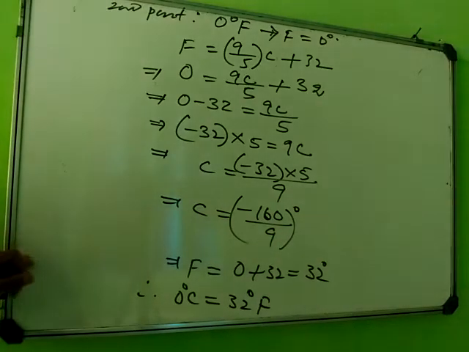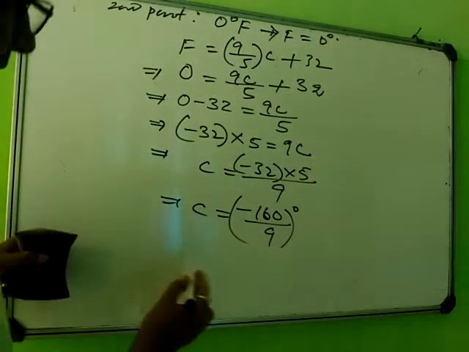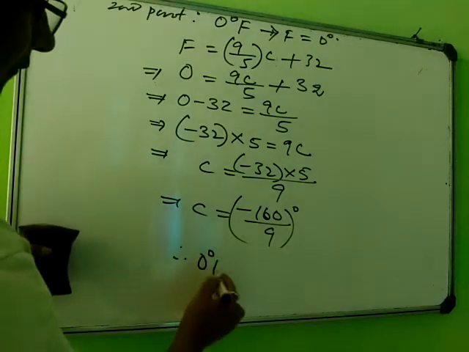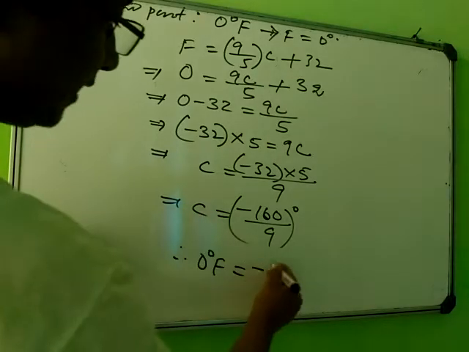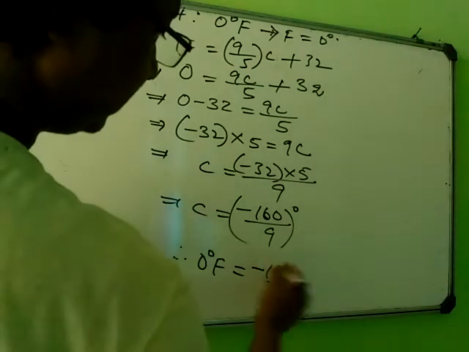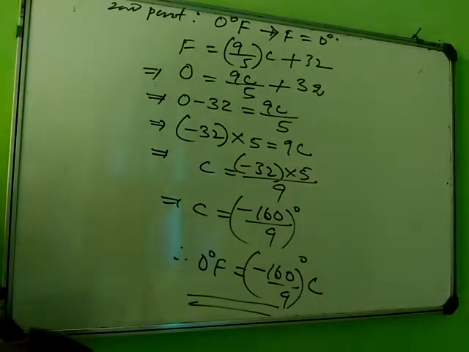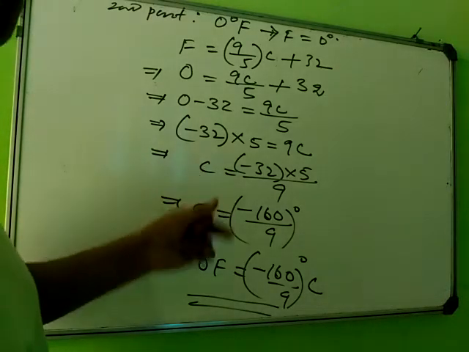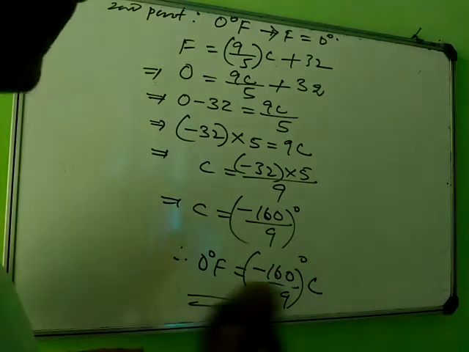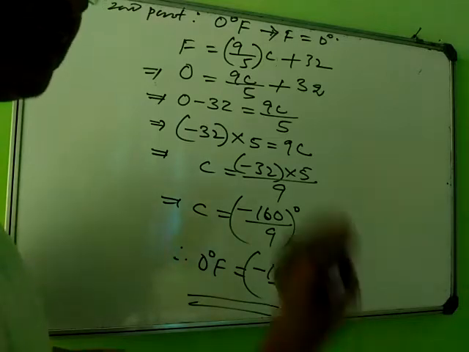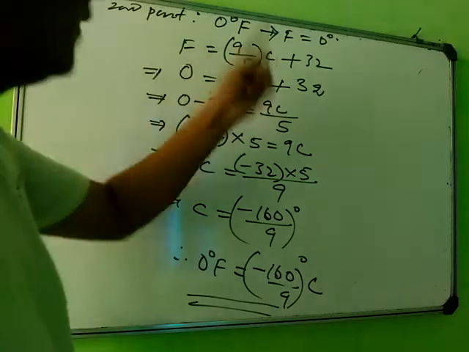Therefore, 0 degree Fahrenheit, in Celsius how much? Minus 160 by 9 degree Celsius. So this is your answer. It is very simple. If they have given it in Celsius, supposing it is 10 degrees Celsius, you take C is 10 degree. Or they have given 32 degree Fahrenheit, then you take F equals 32 degree. So like this you do, and just put that value in the given equation.